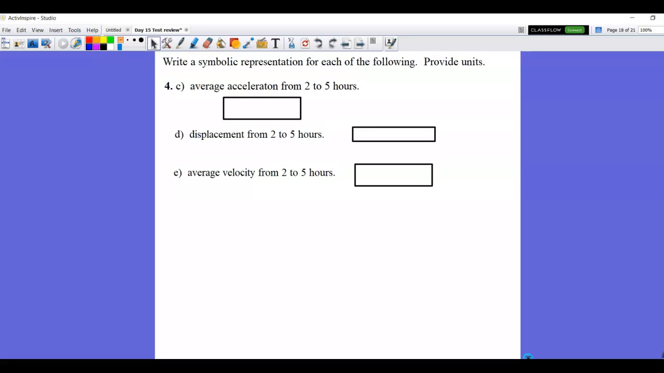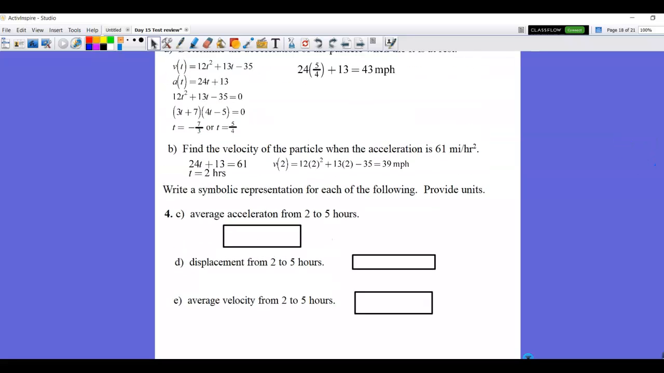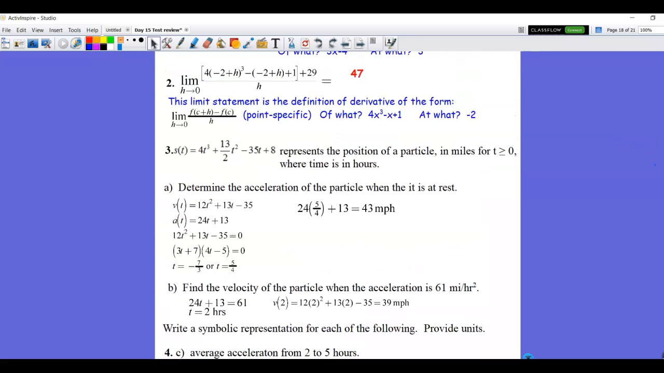In number 4, we're going to do some symbolic representation. So this time we're not actually going to have to do the work. We're going to set up how to do the work.